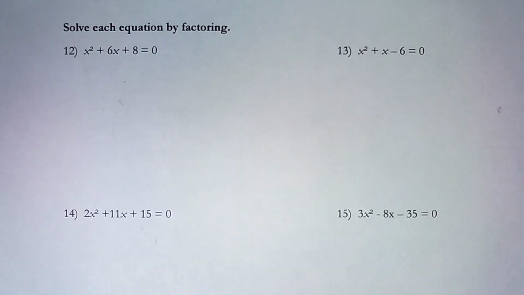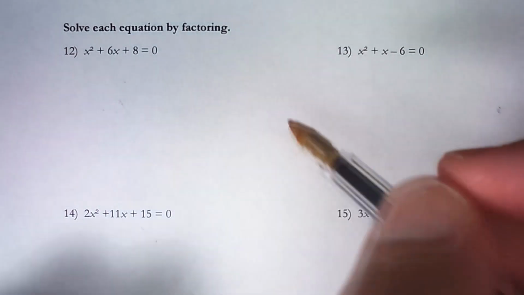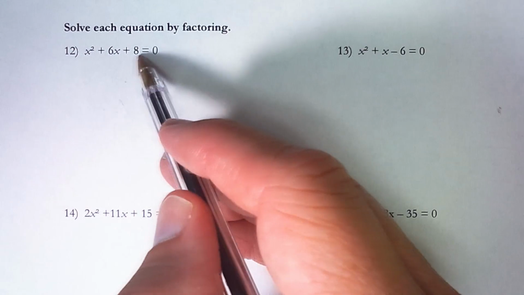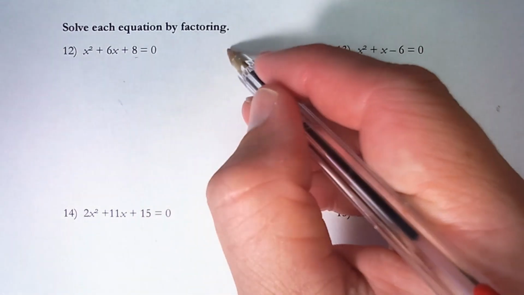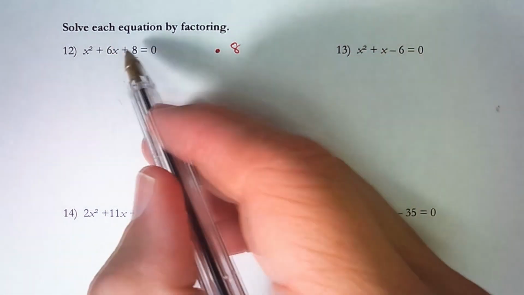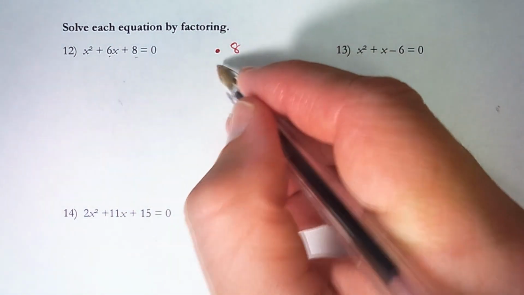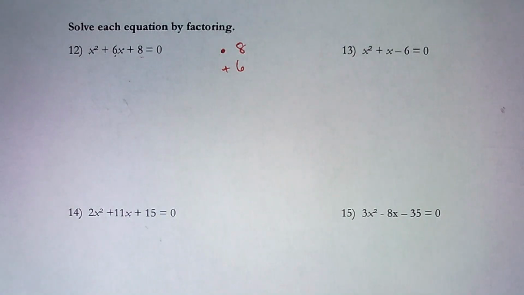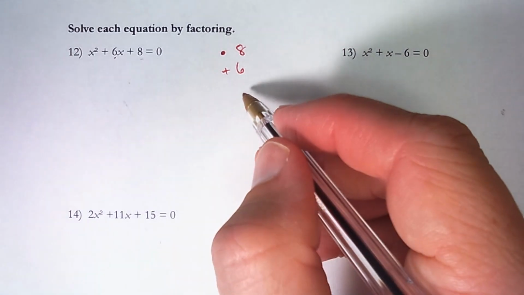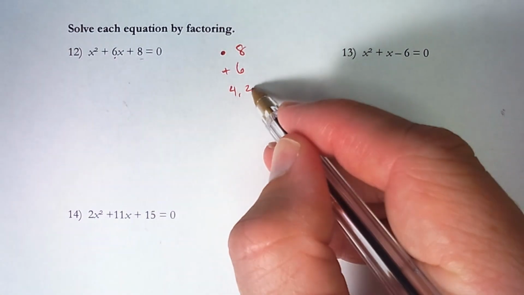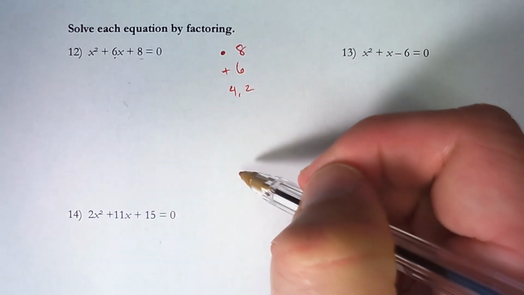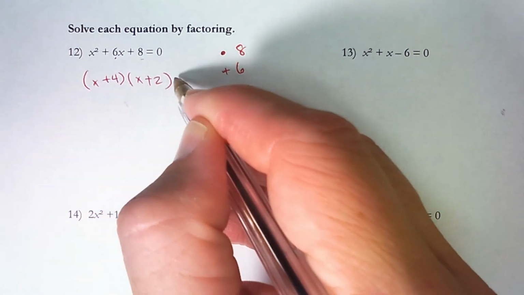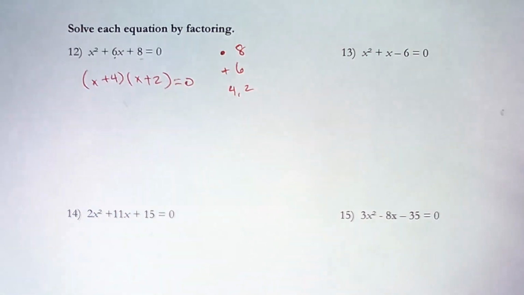Number 12, solve by factoring. Okay, so to solve by factoring, I've got a lead coefficient of 1, which means that I'm going to need two numbers that multiply to this c term, so two numbers that multiply to 8 and add up to the b term here, which is 6. So two numbers that multiply to make 8 and add up to 6. And I think those two numbers are going to be 4 and 2. 4 times 2 is 8. 4 plus 2 is 6. So my factored form is (x plus 4) times (x plus 2) equals 0.